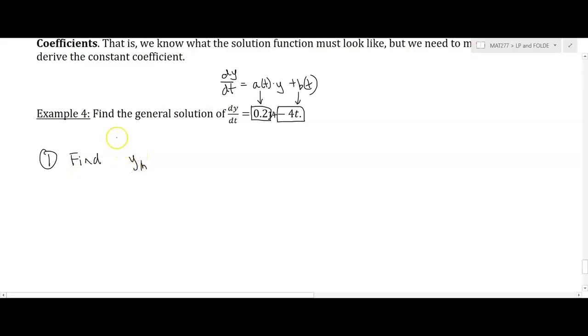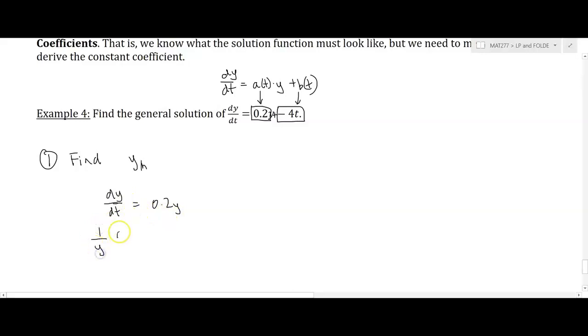You could find y sub p first. There's not a specific reason why we solve y sub h first, just because we're used to it. So what we need to do is solve this differential equation. Now, as above, I'm not going to put y sub h here. We're just going to call the result y sub h to this differential equation. I just don't want to have to keep copying down y sub h.